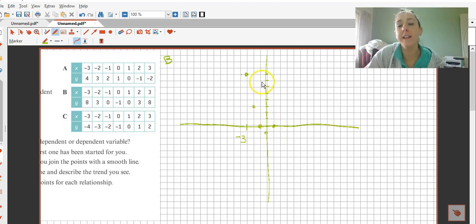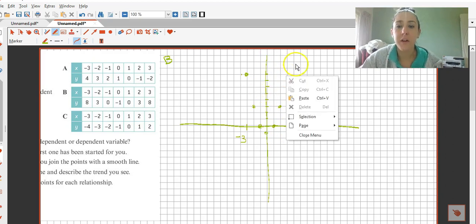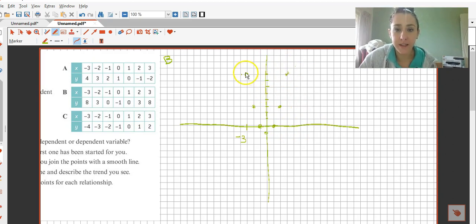All right, so already I can see that this isn't going to be a linear equation because they're not going to form a nice straight line. We've come back up into the positive again. So then at 2, we're going up to 3. And then at 3, we're going back up to 8 again. So now if I join all of these points up, I can see that I've got that U sort of shape. So we call that a parabola.